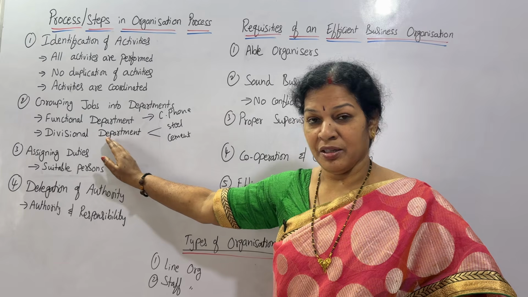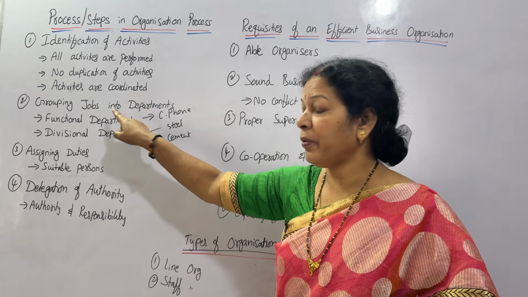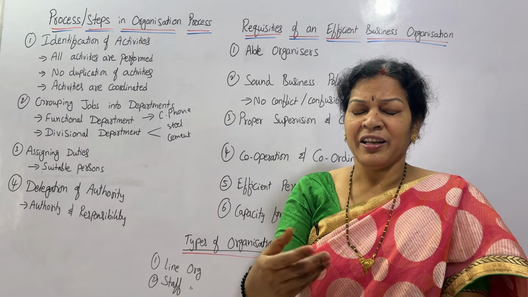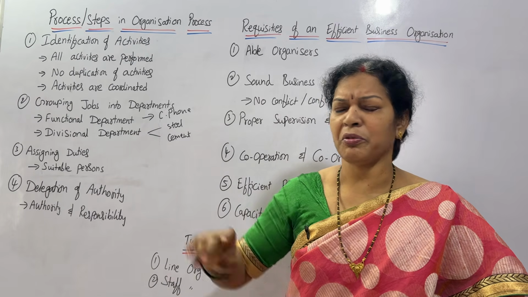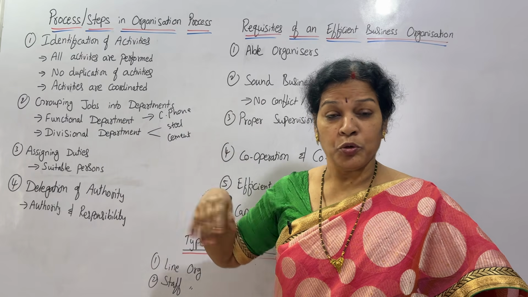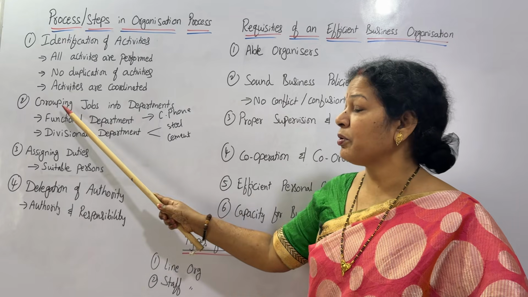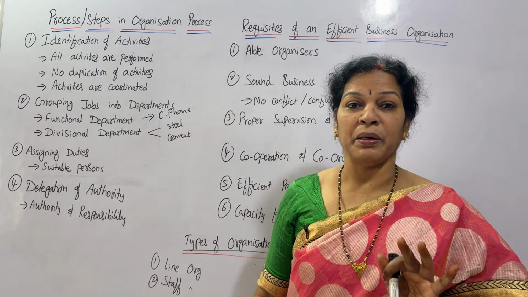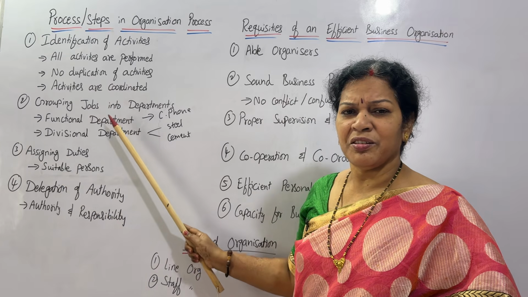Like this is about the divisional department, functional department. Second point, grouping jobs department-wise. Department-wise, it is decided whether you have one product or two products or three products. One product means functional. Two or more than two products means divisional department. This is about point number 2, or step number 2, or process number 2.